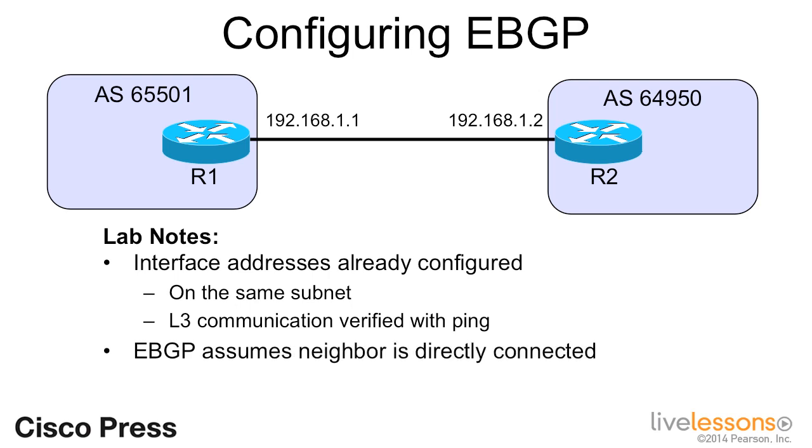Second, BGP assumes that the neighbors you configure are directly connected on a shared subnet. This is default EBGP behavior. That default can be changed with something called multi-hop EBGP, which is discussed in Lesson 4.